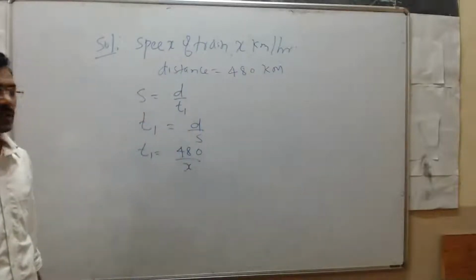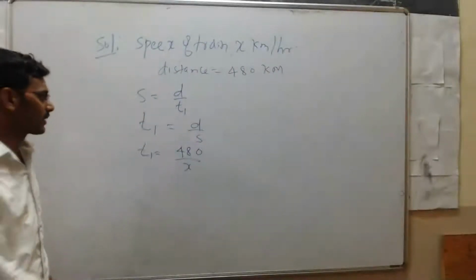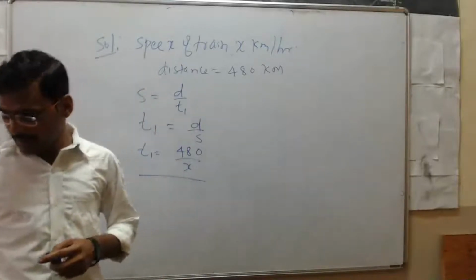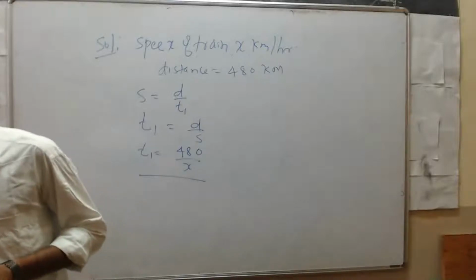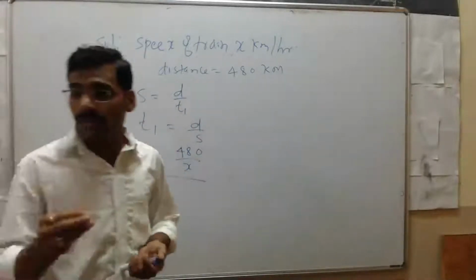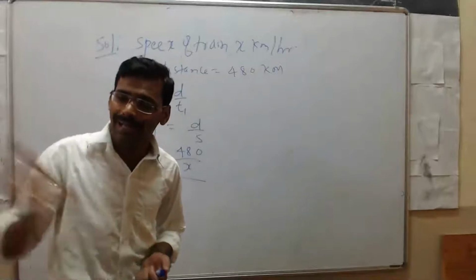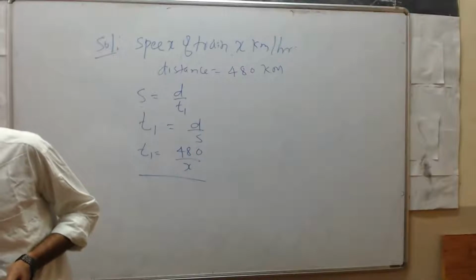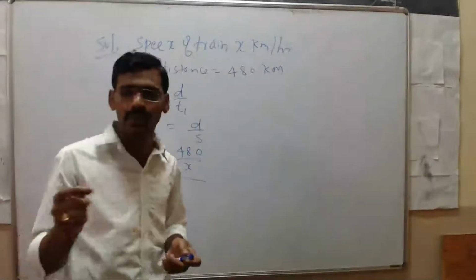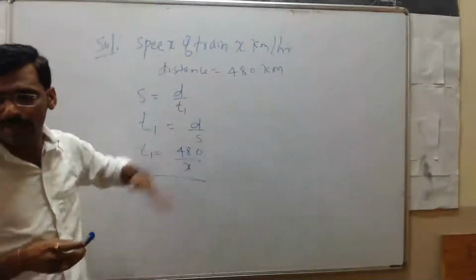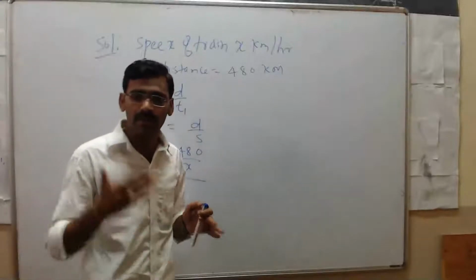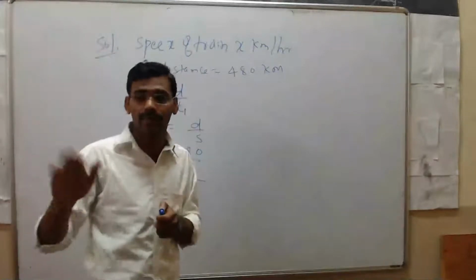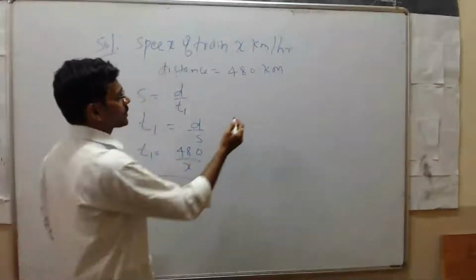X. It is the first situation. t1 is considered as the first situation. Now the next situation: the speed becomes 8 kilometer per hour less than in the first situation. In the first situation the speed is only x kilometer per hour. For the second situation, the speed becomes 8 kilometer per hour less, which means we should subtract, not add. Therefore, speed.